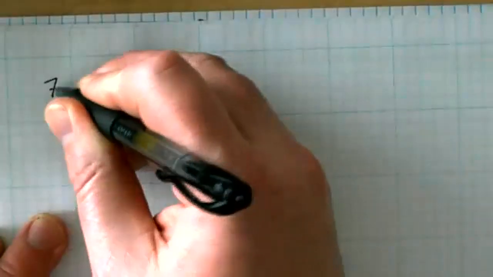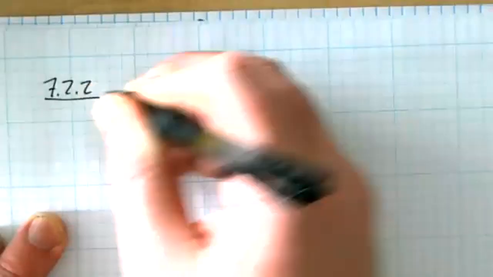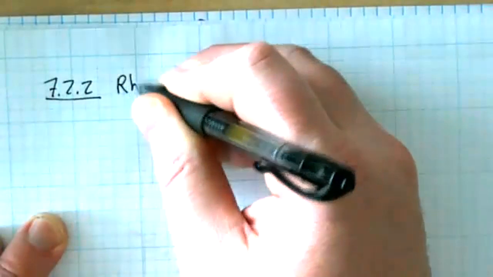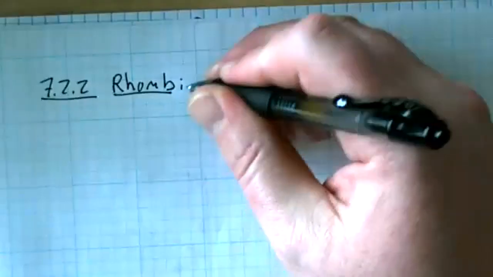Right, we are working on 7.2.2 today. And this is all about rhombi. Kind of about rhombi, but there's really something else that I really need you guys to get out of this today. We are going to be looking at a rhombus and looking for properties of a rhombus.